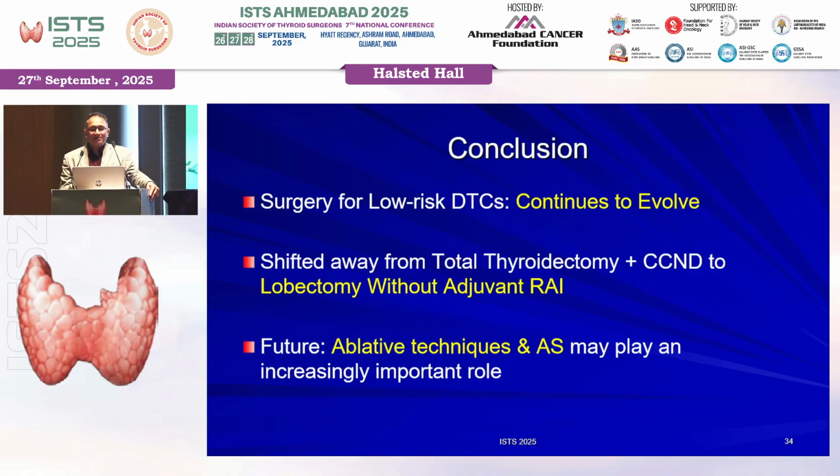So to conclude, I must say that the management options of low-risk DTC continue to evolve. Definitions are continuing to evolve. Our understanding of this disease is continuing to evolve. Definitely, the management has shifted away from total thyroidectomy to hemithyroidectomy, from a routine CCND to no routine CCND, and from routine radioactive iodine to a very nuanced, selective approach. Of course, further ablative therapies and active surveillance are going to complicate this scenario even more, especially in the papillary microcarcinoma landscape. Thank you for the opportunity and happy to take questions.